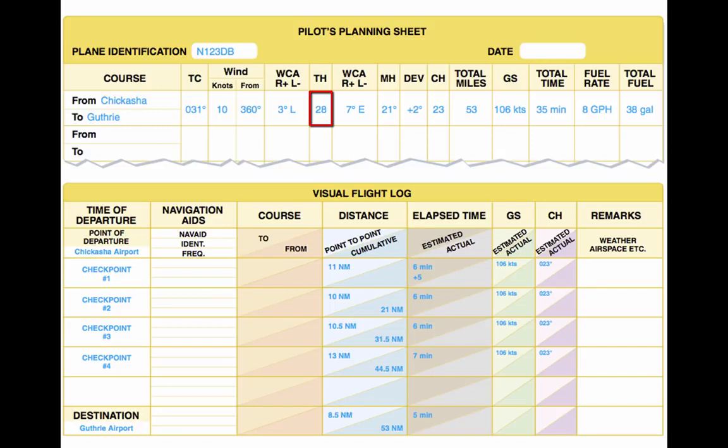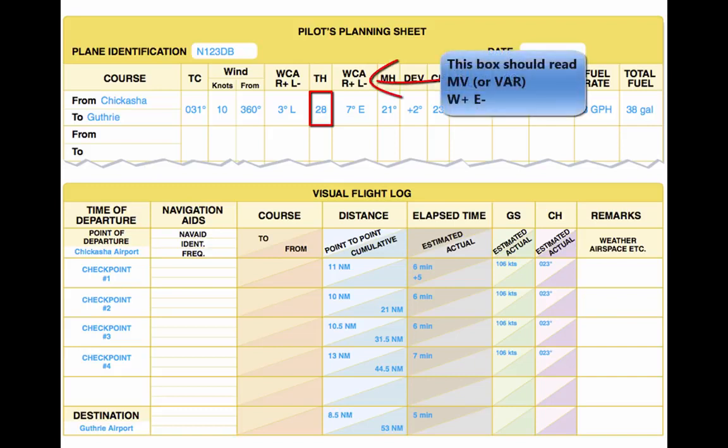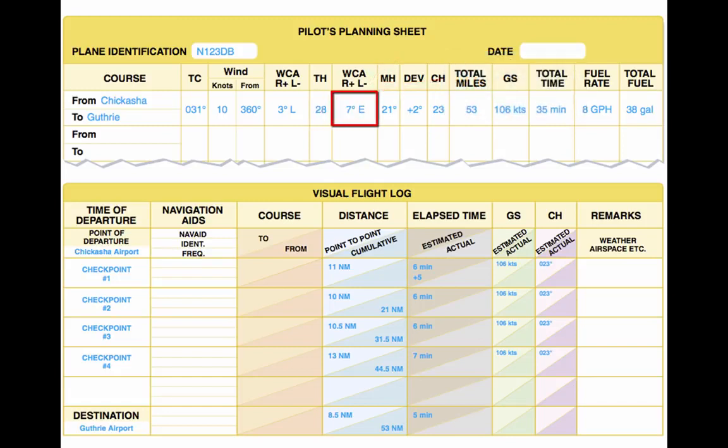Next, the pilot should locate the isogonic line closest to the route of flight to determine variation. The sectional chart shows the variation to be 6.30 degrees east, rounded to 7 degrees east, which means it should be subtracted from the TH, giving an MH of 21 degrees. Next, add 2 degrees to the MH for the deviation correction. This gives the pilot the compass heading, which is 23 degrees.